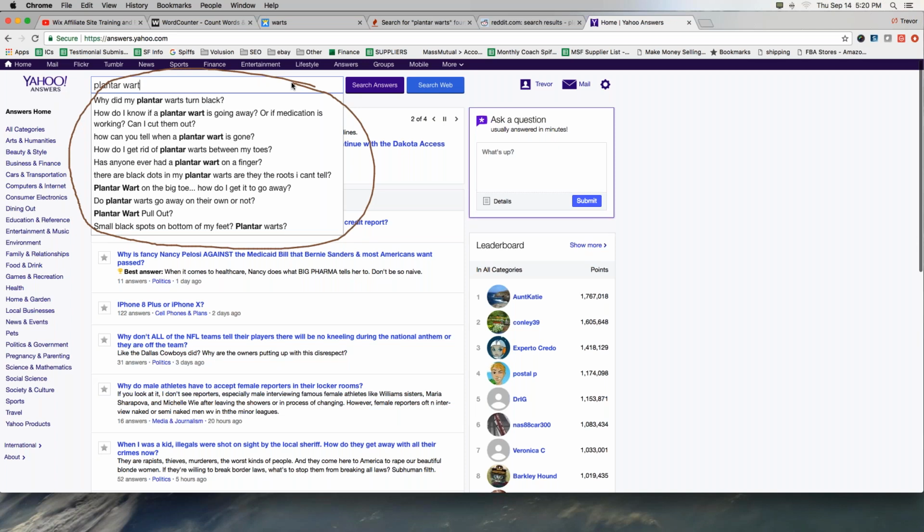How do I know if a plantar wart is going away or if medication is working? Can I cut them out? How can you tell when a plantar wart is gone? How do I get rid of a plantar wart between my toes? So on and so forth. These are real people out there on the internet that have a question about my niche, and they're typing in these questions, and what I can do is search those questions and see answers.